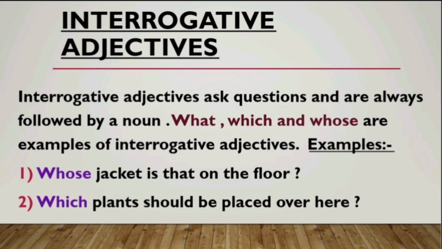The next is, which plants should be placed over here? So have a look at the noun plants, and before that we have an interrogative adjective, that is which. So therefore which is an interrogative adjective. So therefore we've learnt in this video that an interrogative adjective asks questions and they are followed by a noun.